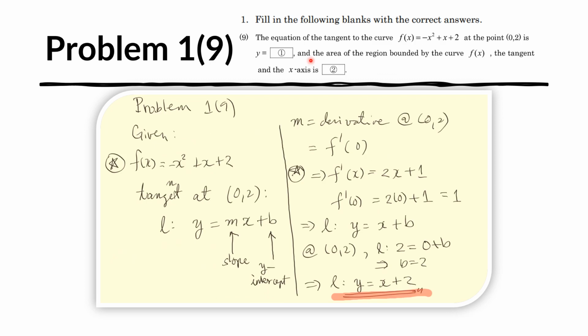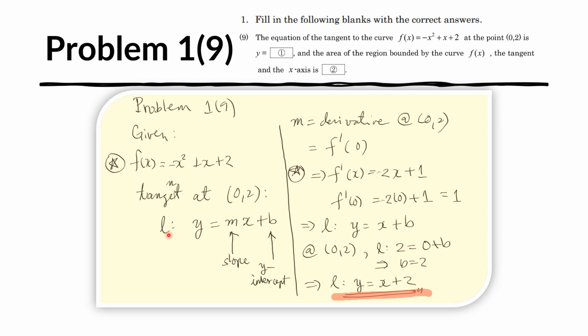Question 9. The equation of the tangent of the curve f of x equals minus x squared plus x plus 2 at the point 0, 2 is y equals blank, and the area of the region bounded by the curve f of x, the tangent, and the x-axis is blank. From the problem, we know that f of x is this, and that the tangent is at 0, 2 for this problem. And let us call the tangent the line L.